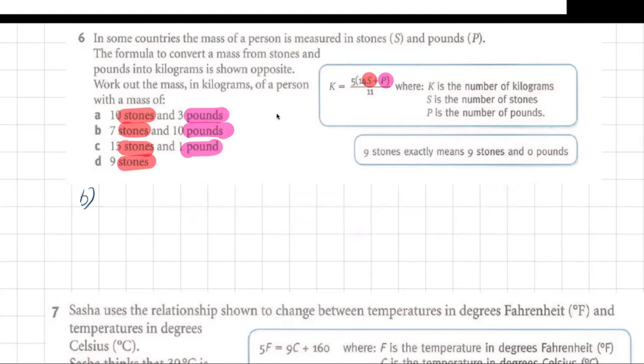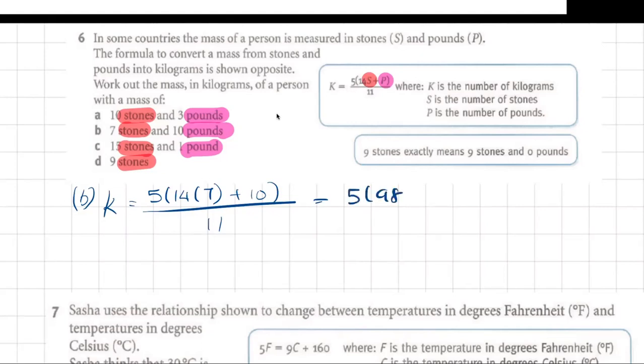P is equal to 5, 14 times 7 stones plus 10 pounds, divided by 11. This is the formula. So 14 times 7 plus 8, plus 10 is 108. So 108 multiplied by 5 divided by 11.